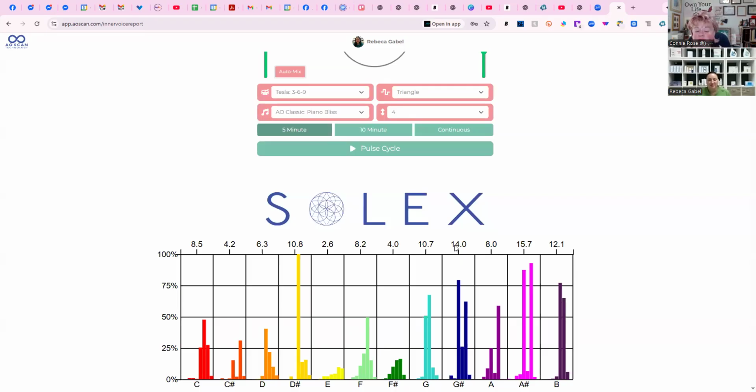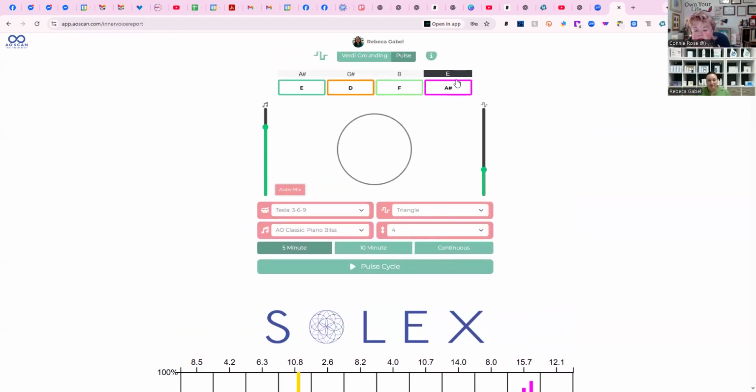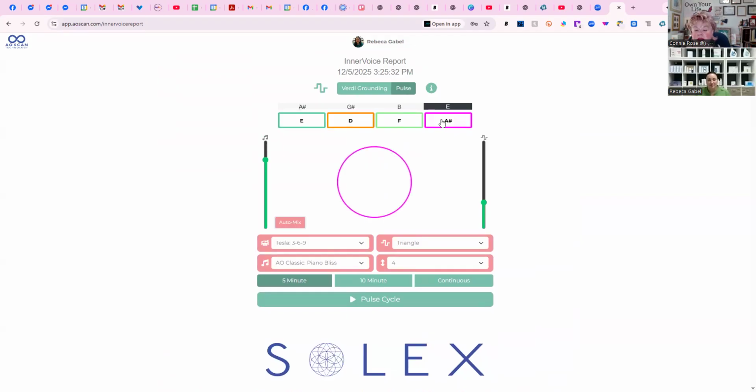Same thing with the lowest one. Your lowest one was 2.6. The next one above that looks like it's 4. So again, just a 1.4 difference, not a huge difference. So then I would choose the lowest one, which is over here, E. Again, you could just click on the box and it'll start playing.